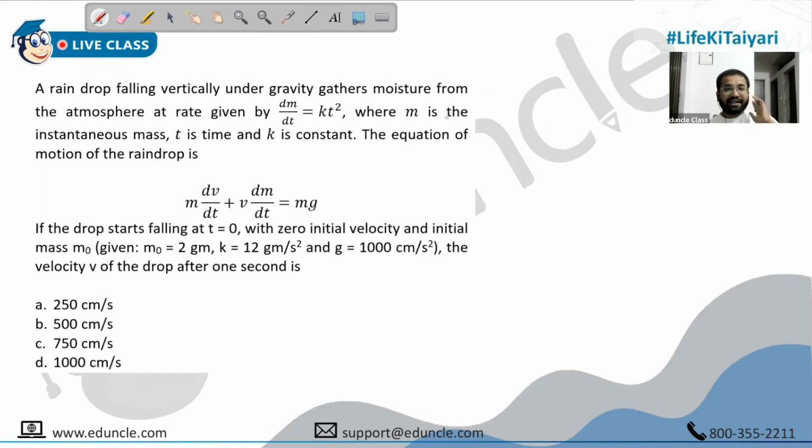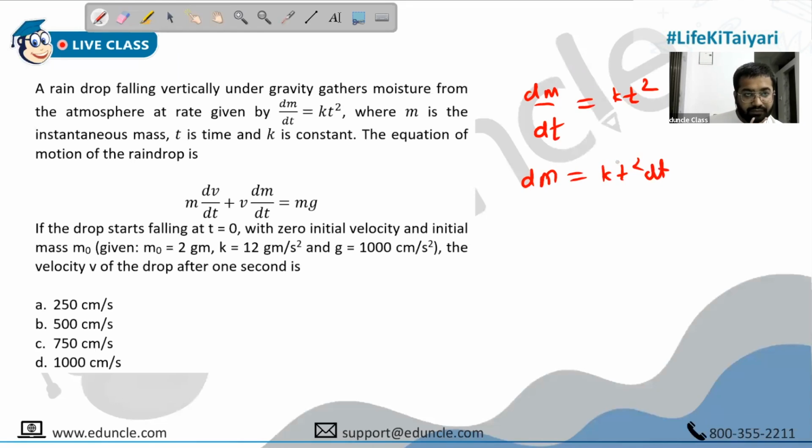So a raindrop falling vertically under gravity gathers the moisture of the atmosphere at a rate given here. They are asking us the velocity of the drop after 1 second. First, let's solve this. We have got dm by dt is kt square. Let's find the mass, people, because we have to substitute dm by dt eventually. So dm is kt square dt.